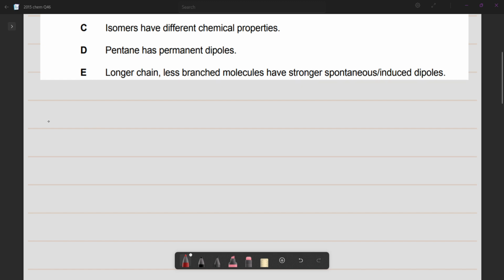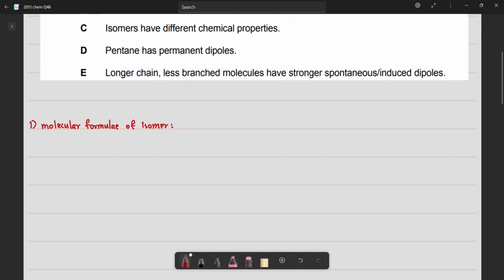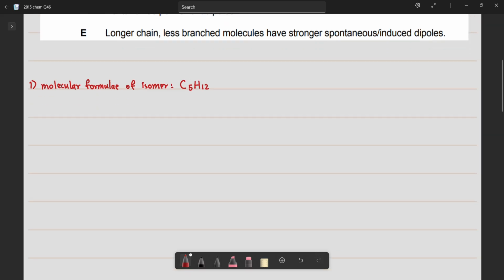So first of all, we have to know the molecular formula of isomer. So we're given the structural formula, so we can add the number of hydrogens and the carbons, so that this simplifies to give us 5 carbons and 12 hydrogens. So this is the molecular formula of the isomer. Alright, so now we know the molecular formula of isomer.